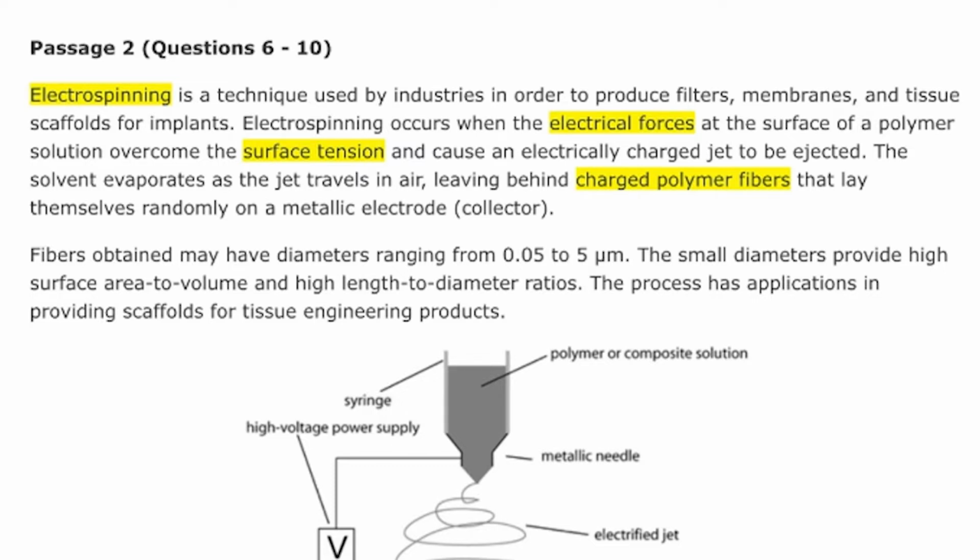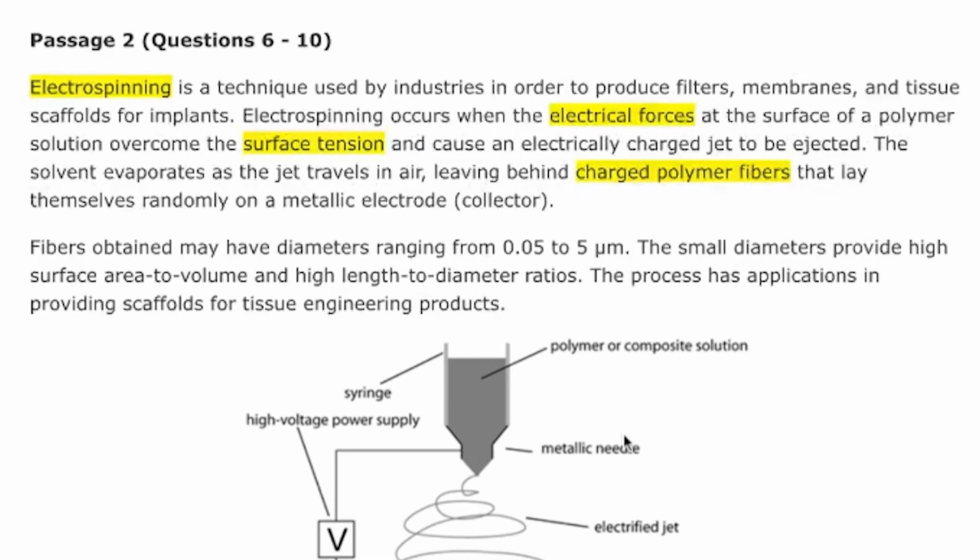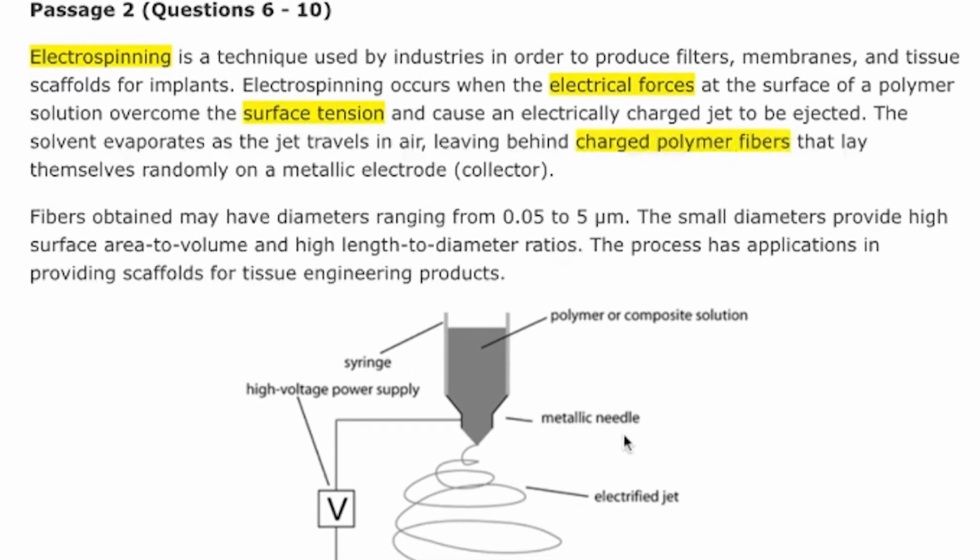If we move on to the next paragraph, we have fibers obtained may have diameters ranging from 0.05 to 5 micrometers. The small diameters provide high surface area to volume and high length to diameter ratios. The process has applications in providing scaffolds for tissue engineering products. Nice. 3D printing away.